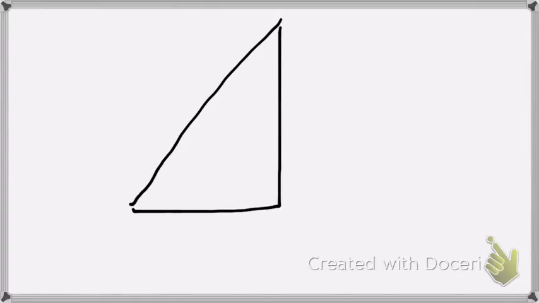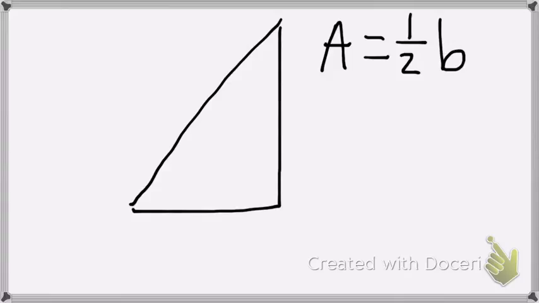Okay, so let's do the area of a triangle now. So I'm going to draw my triangle. We'll just start with the right triangle to make it easier at first. So I claim that the area for this triangle is area equals half of the base times the height. So here I have the base times the height.